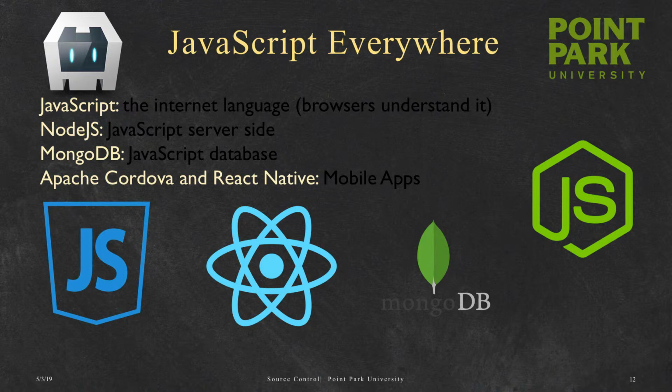MongoDB is a JavaScript database. That'll be something that I'll be teaching in the fall, a NoSQL class using MongoDB. And then Apache Cordova and React Native. Those two are both used for mobile app development. React Native also is used for desktop applications. Apache Cordova is a way to write code in JavaScript and HTML and push it out to multiple platforms, one being Android and one being iOS. But there are some issues with that process.